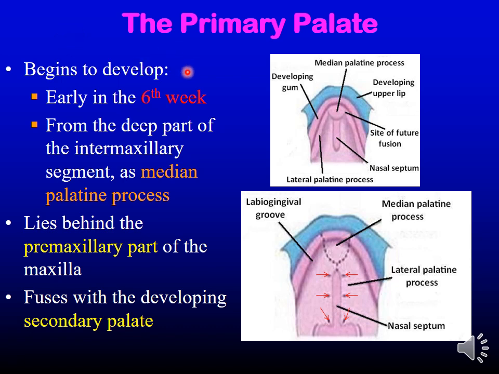The primary palate begins development early in the 6th week from the deep part of the intermaxillary segment as the median palatine process. It lies behind the premaxillary part of the maxilla and fuses with the developing secondary palate. Here is the primordia of the primary palate. It will be fused with the hard palate later on.